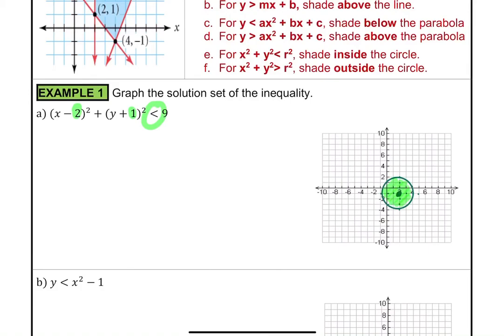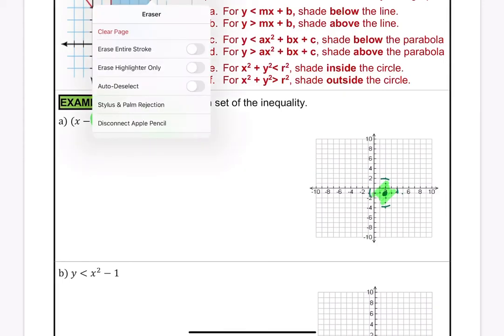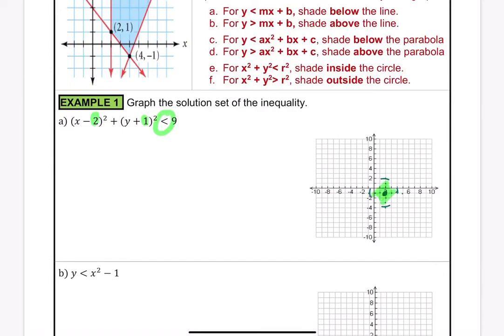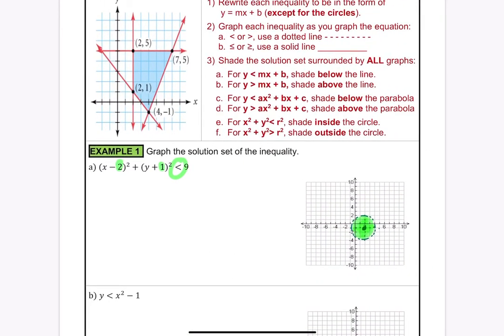I think I have too big of a thing over there, so the dotted lines should be... oh no, it doesn't work very well. All right, so let's try to write it. It's going to be dotted lines there because it is a strict inequality. So that is how we would find the solution set. Every point inside the circle would be a solution to this particular inequality, right? Now let's take a look at the next one.